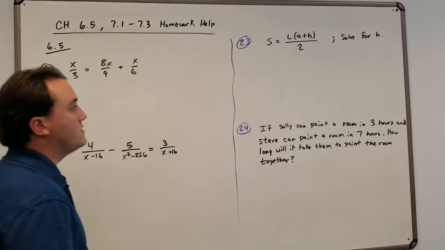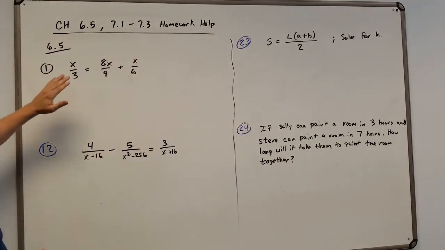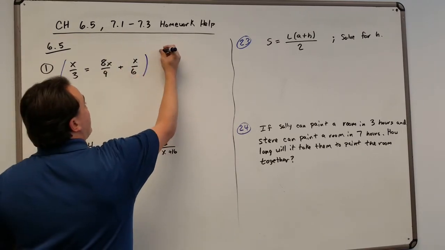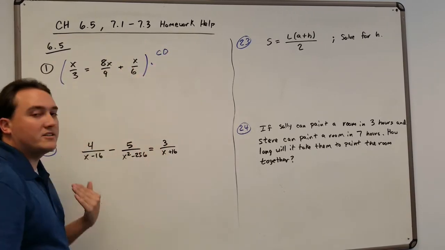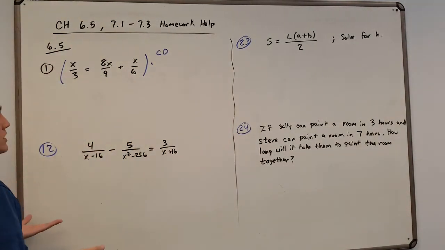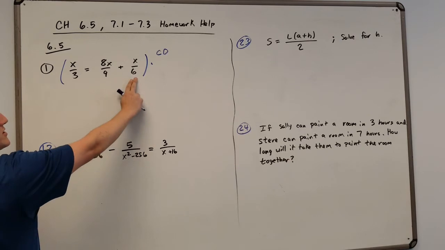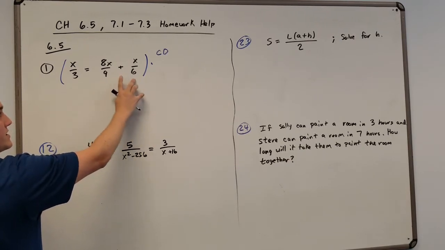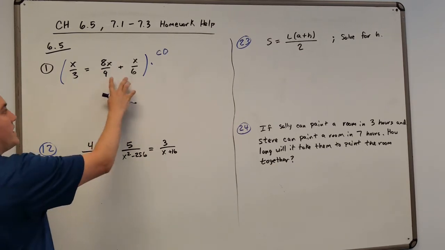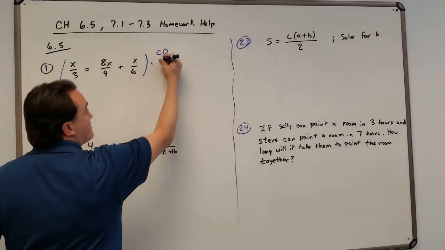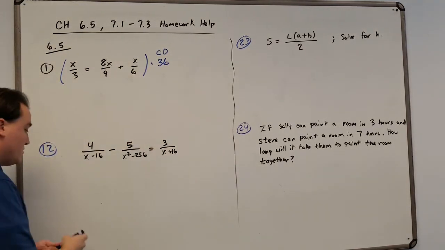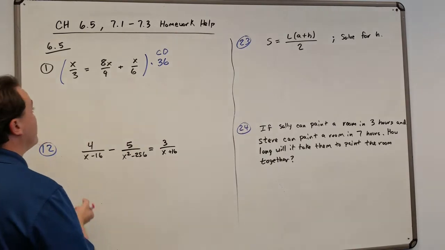So what you do, there's a trick. You multiply everything by the common denominator. That eliminates all the fractions. That makes these problems a lot easier. So our common denominator, 3 goes into 9, but 6 does not go into 9. So what's the common denominator for 6 and 9? Well, 6 and 9 will both go into 36. So if we multiply everything by 36, we'll get an easier equation to deal with.